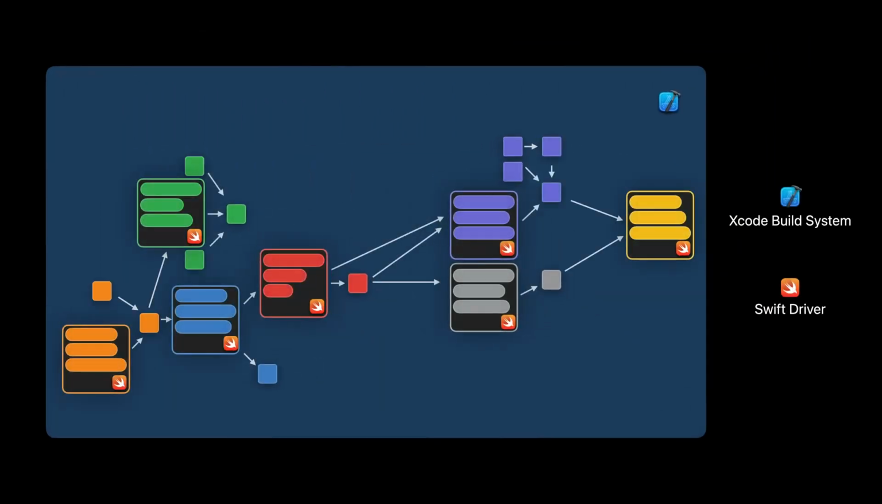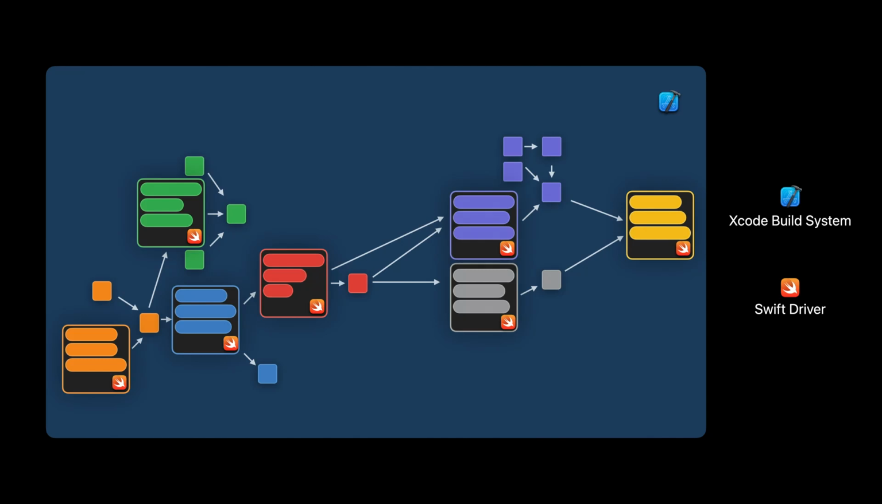Before Xcode 14, because of the boundary between the Xcode build system and Swift driver, orchestration of target build phases and compilation tasks spawned by each target's instance of the driver happened independently of each other, with each component doing its best to make the most of available system resources.